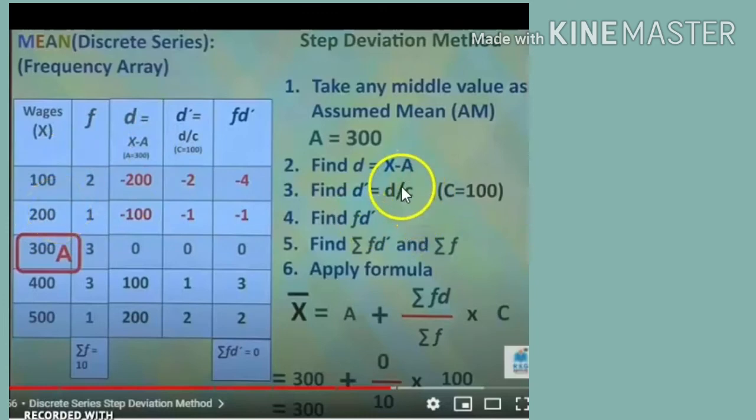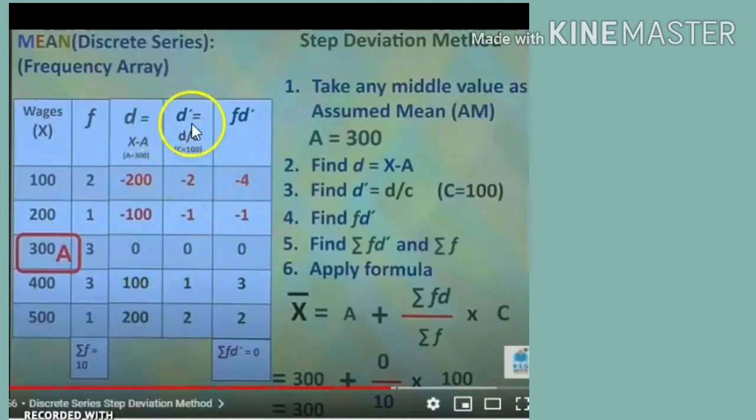So D by C. D, as we had found earlier, is minus 200, divided by 100, is the next column. D dash is minus 2. Next, minus 100 divided by 100, it's minus 1. Next 0 divided by 100 is 0. Next 100 by 100 is 1. Then 200 by 100 is 2.